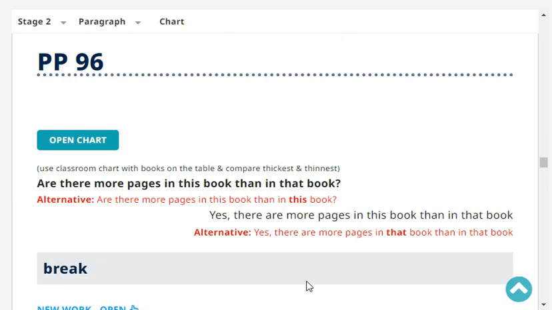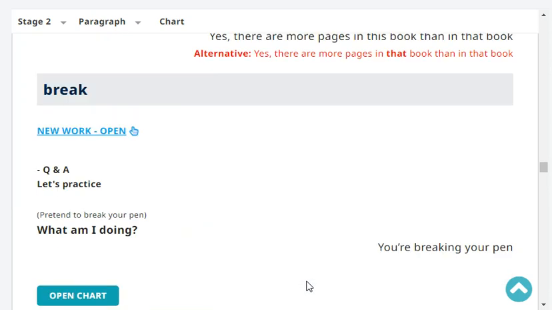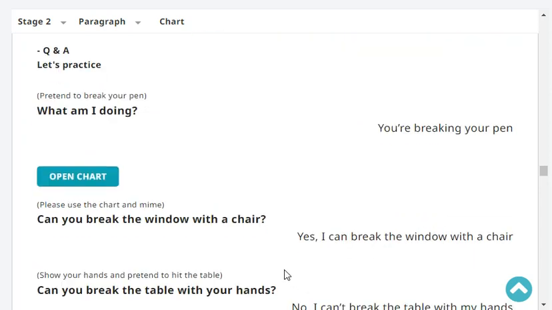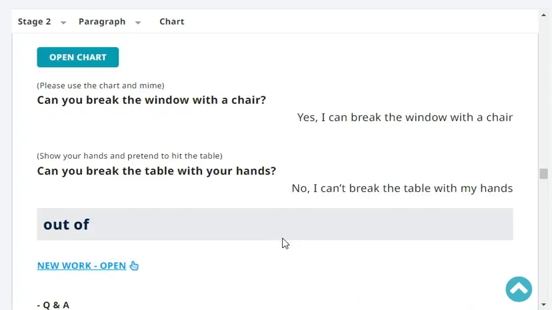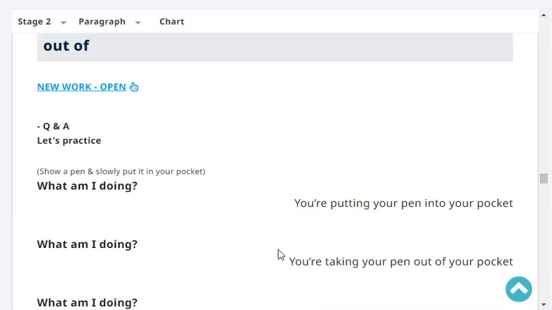Okay, next. Okay, here we go. What am I doing? You're breaking your pen. Can you break the window with a chair? Yes, I can break the window with a chair. Can you break the table with your hands? No, I can't break a table with my hand. Very good. Okay, next.